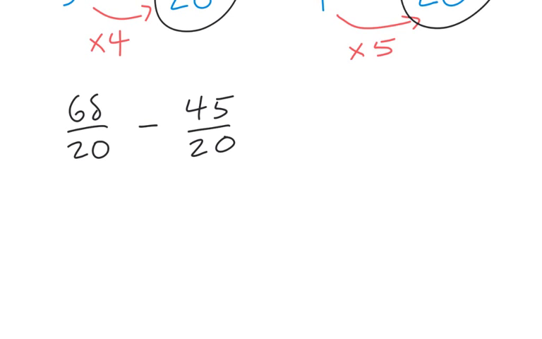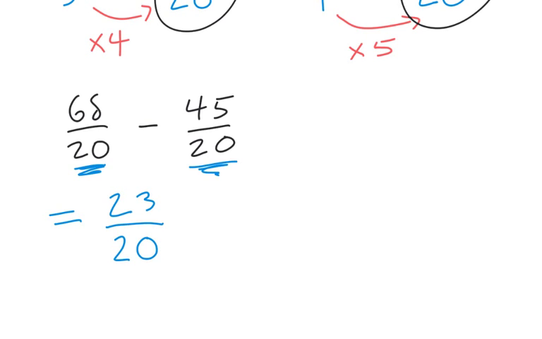Immediately you'll notice that the denominators are the same. So we can go ahead and subtract these fractions. We're going to take a look at the numerators. 68 subtract 45 is 23. If you can't do that in your head, you can go ahead and use a calculator. Remember, the denominators stay the same. So the denominator is going to remain 20. Do not subtract them. That would be incorrect.